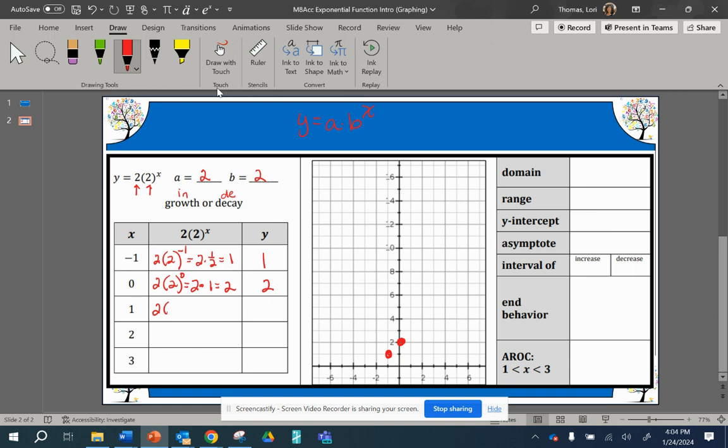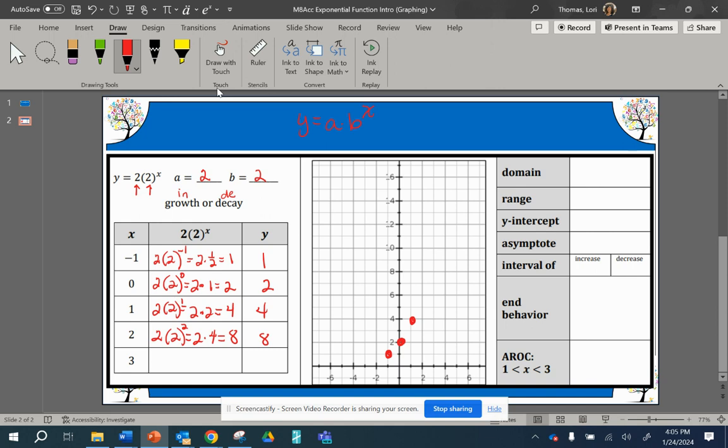Now let's plug in 1 for x. 2 to the first is 2. 2 times 2 is 4. So we get 1, comma 4. Now let's plug in 2 for our x. 2 times 2 to the second is 4. 2 times 4 is 8. So we have 2, comma 8.